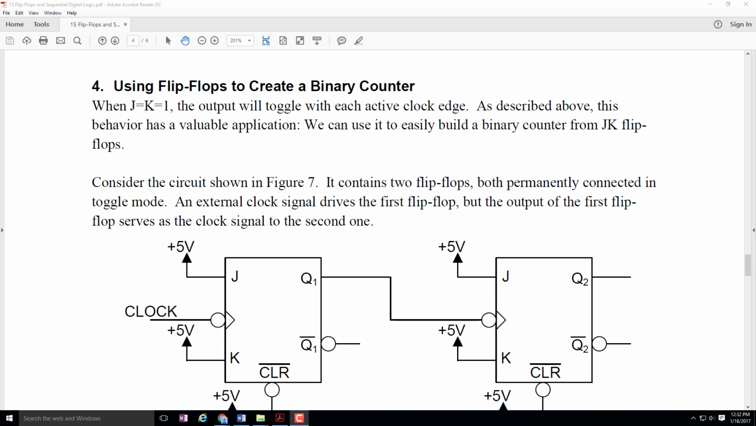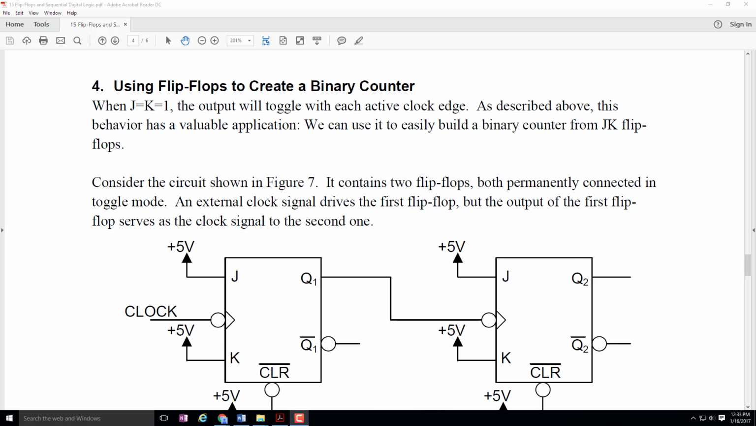The last subject for today is talking about how to use flip-flops to create a binary counter. Now you'll remember that we've already talked about binary counters. They would count 0, 1, 2, 3, 4, 5, 6, 7, and then back to 0, for example. That would be a modulus 8 counter. Or you could have 0, 1, 2, 3, 0, 1, 2, 3. That would be a modulus 4 counter. But essentially the job is that they count up to a certain number and then they go back to 0.